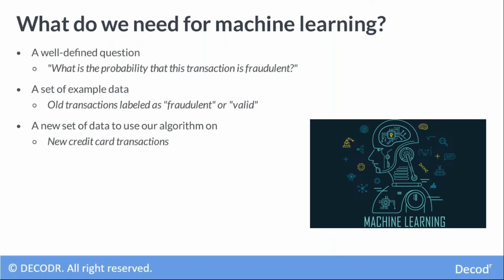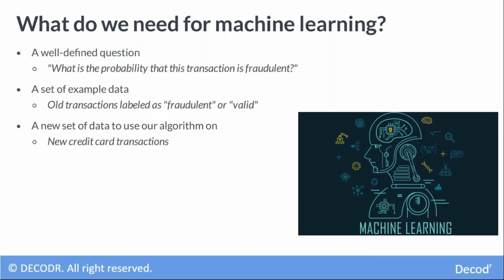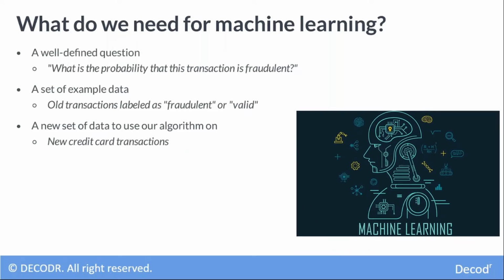Our question was, what is the probability that this transaction is fraudulent? Next, we need some data to analyze. So we have months of old credit card transactions and associated metadata like date and location that have already been identified as either fraudulent or valid. Finally, we need additional data every time we want to make a new prediction. We need to have the same type of information on every new purchase so that we could label it as fraudulent or valid.